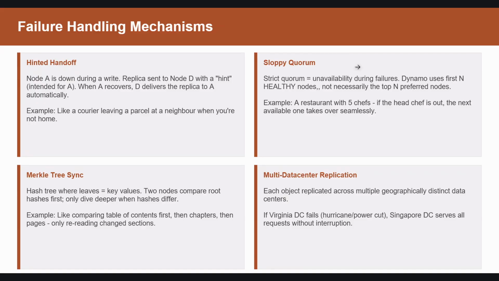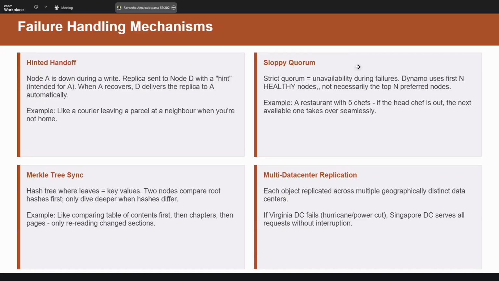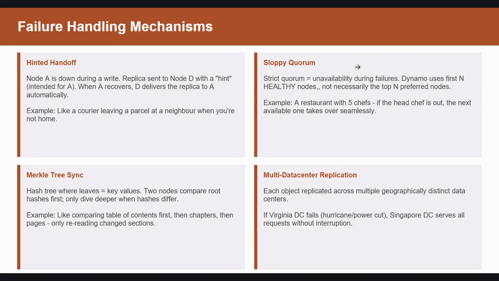Think of it like a book. You first compare the table of contents. If chapter headings match, skip them. Only go deeper into chapters that differ, then down to the pages. You only reread and fix the section that actually changed. This makes sync between nodes fast and efficient.